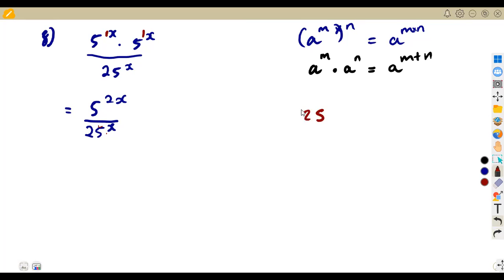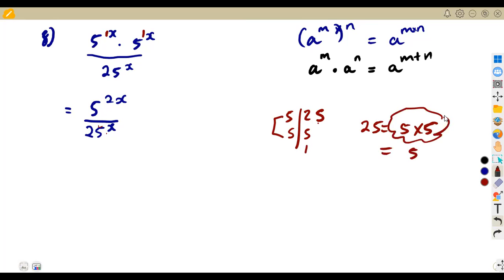Or you can go back again as a product of its prime factors. You start with 5. 25 divided by 5, that is 5. We divide again by 5, which is 1. So 25 is the same as 5 times 5. But if 25 is the same as 5 times 5, it means 5 to the exponent of 2. It is multiplying itself 2 times. So thus this 25 that we see here is going to be written as 5 to the exponent of 2x, which is this one on top, over this one.